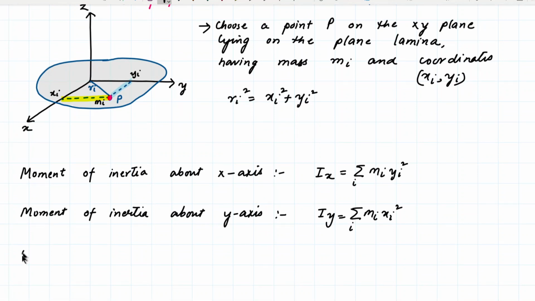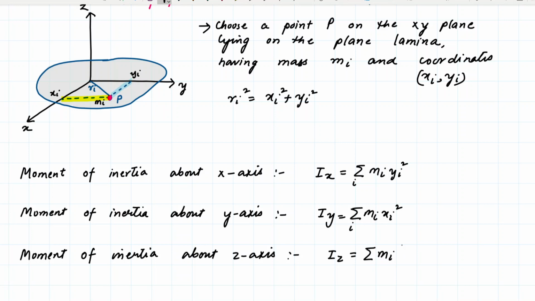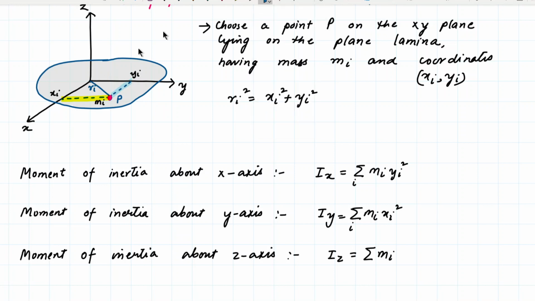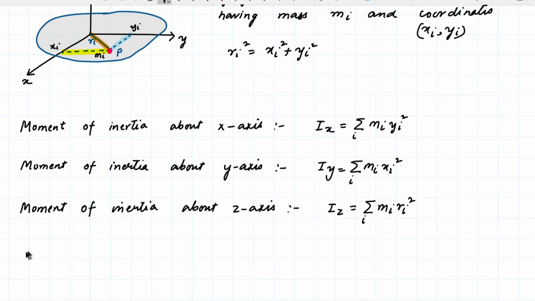If I want to find out the moment of inertia about the z axis, then the moment of inertia about the z axis is equal to the sum over all mass elements of the square of the distance from the z axis. The square of the distance of all mass elements from the z axis is ri square.